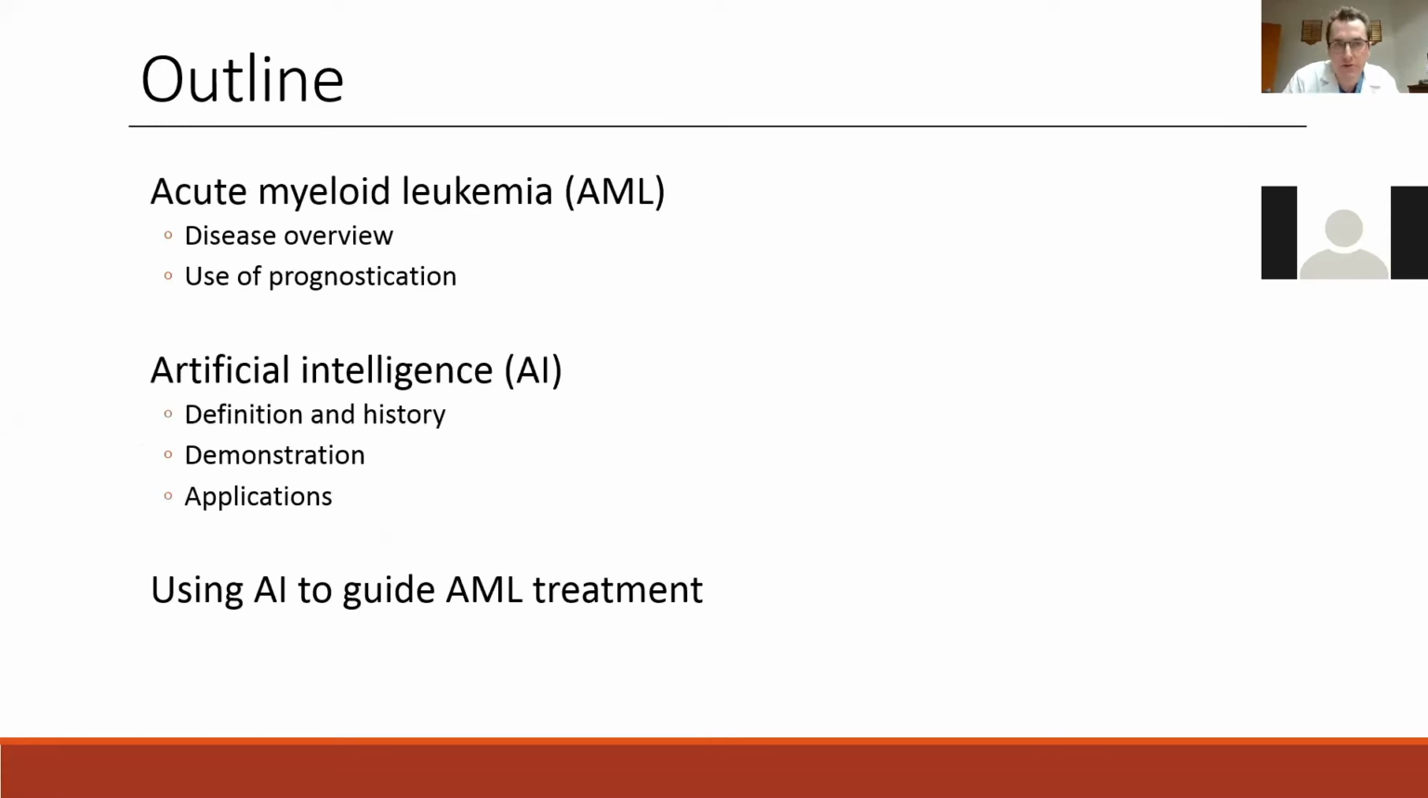So I'm going to introduce acute myeloid leukemia, give a brief disease overview, and then the use of prognostication in the disease process and the treatment regimen. I'll then switch gears and give an introduction to artificial intelligence, a brief definition and history, a small demonstration, and then talk about some of the applications in healthcare. And finally, I will tie those together and I will demonstrate how we feel that artificial intelligence can be used to effectively guide AML therapy.